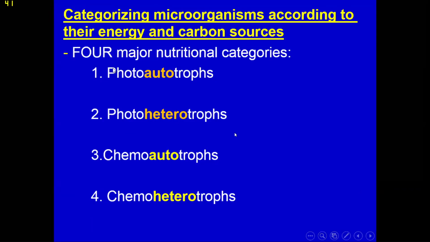So let us go into photoautotrophs. Photo means light, auto means CO2, trophs. Photoheterotrophs: light, and chemical, that is organic material. Chemoautotrophs: chemicals, and CO2. Chemoheterotrophs: chemical, organic material. A troph is the living microbe. So 4 categories. We will go into details of these microbes in a moment.